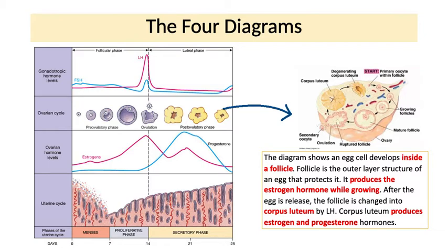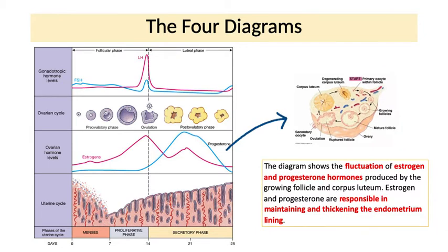The immature egg is kept inside a follicle, and follicle is the outer layer structure of an egg that protects the egg. When it is triggered to develop by the follicle stimulating hormone or FSH, it will start to produce estrogen hormone while it is growing. Now, after the egg is released, the follicle will be changed into corpus luteum by the hormone luteinizing hormone or LH, and this corpus luteum produces estrogen and progesterone hormones. And the function of those two hormones are to make the endometrium lining thicker.